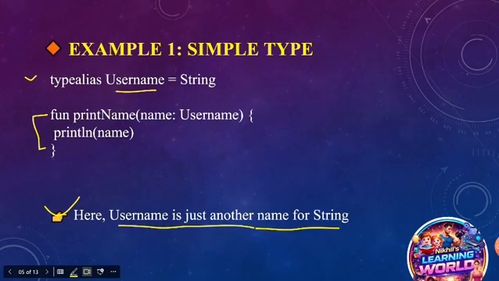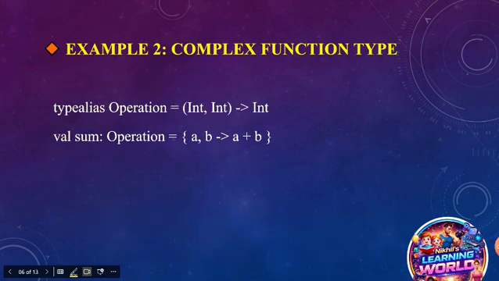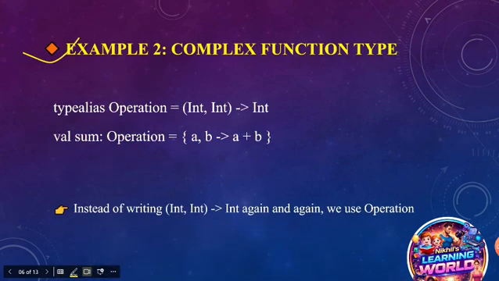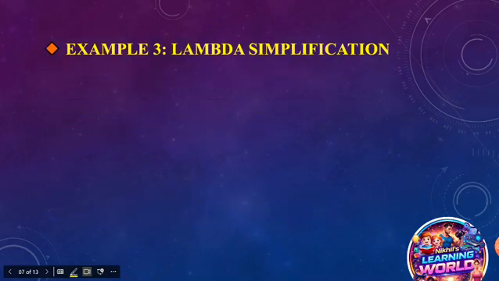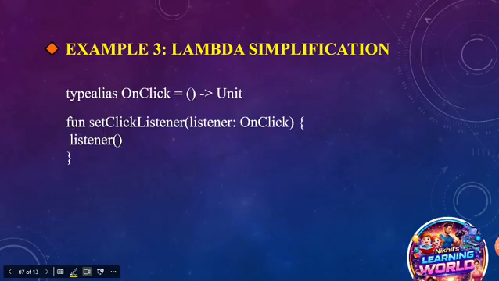Second example, a complex function type. Typealias Operation equals a function taking two integers, and in the example the operation is a comma b returning a plus b. Instead of writing Int, Int and Int again and again, we can use Operation. You got the point? We can use Operation instead of writing integer and integer again and again. So it simplifies a complex function type.